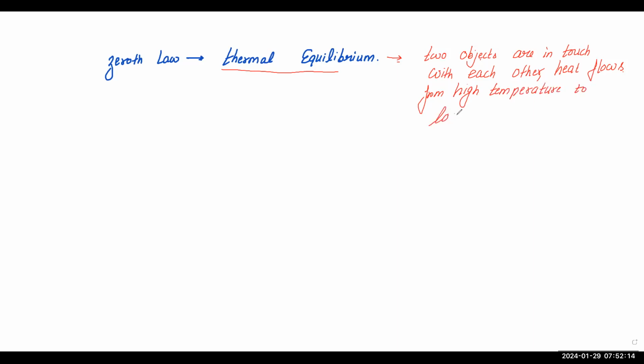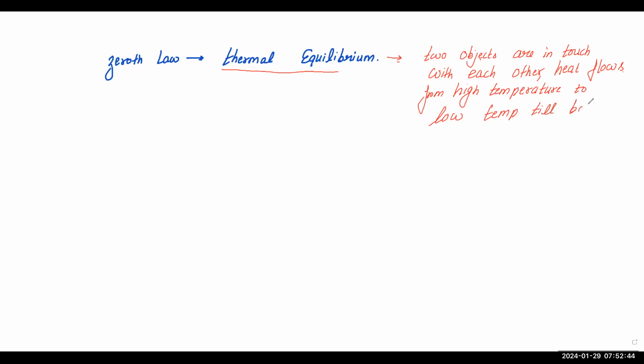This is the law of the universe. Pressure also flows from high pressure to low pressure. Wind is always flowing from high pressure to low pressure. Heat is always flowing from high temperature to low temperature. Concentration is always flowing from high concentration to low concentration. These are the laws of nature.